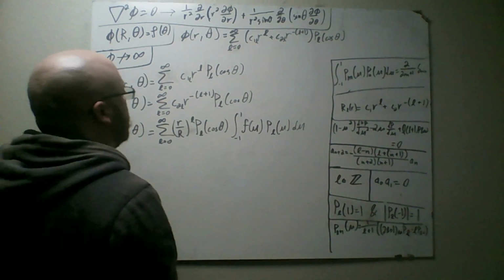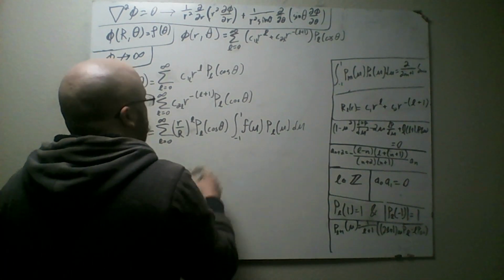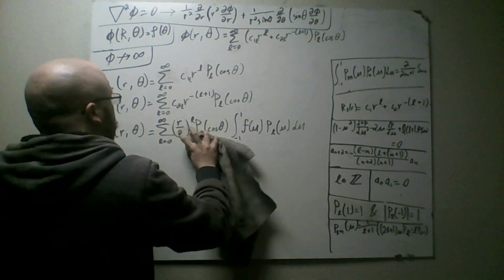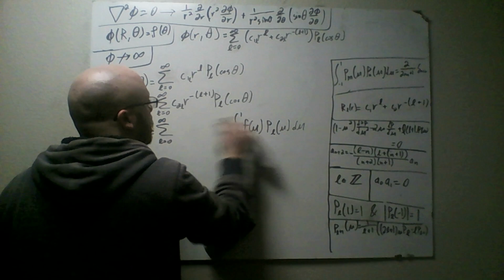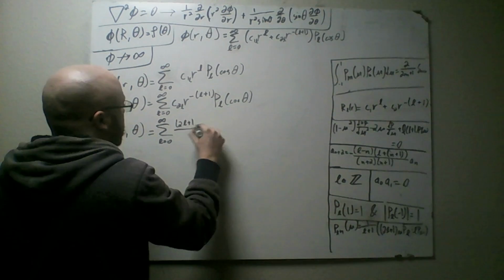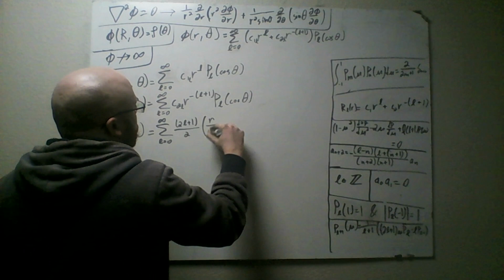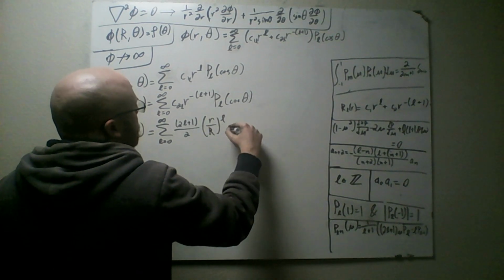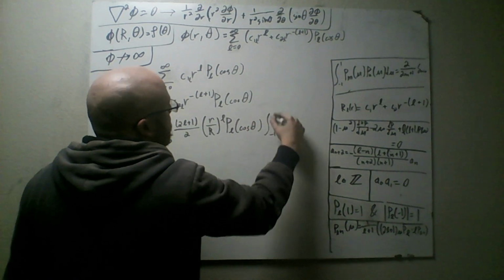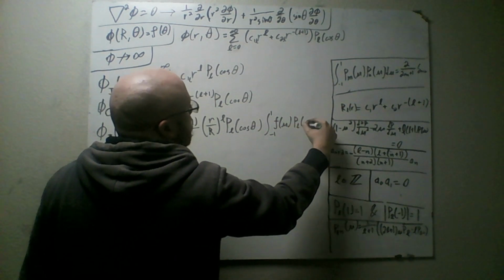Oh, I'm missing a 2L. Oh, I can rewrite it. Okay, so it's (2L plus 1) over 2 times little r over big R to the L, times P_L of cosine theta, times the integral from negative 1 to 1 of f(mu) P_L(mu).